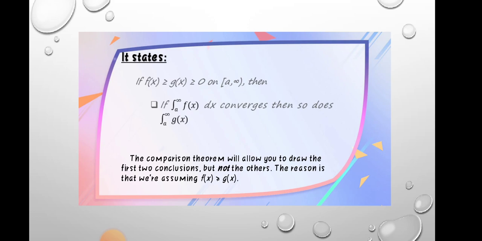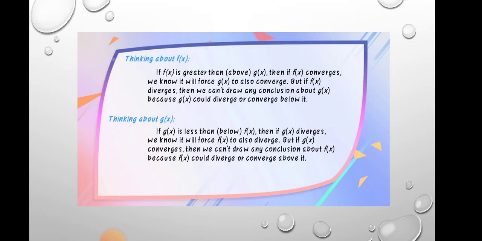The comparison theorem will allow you to draw the first two conclusions but not the others. The reason is that we were assuming f of x is greater than g of x. So thinking about f of x, if f of x is above g of x, then if f of x converges, we know it will force g of x to also converge. But if f of x diverges, then we cannot draw any conclusion about g of x because g of x could diverge or converge below it.